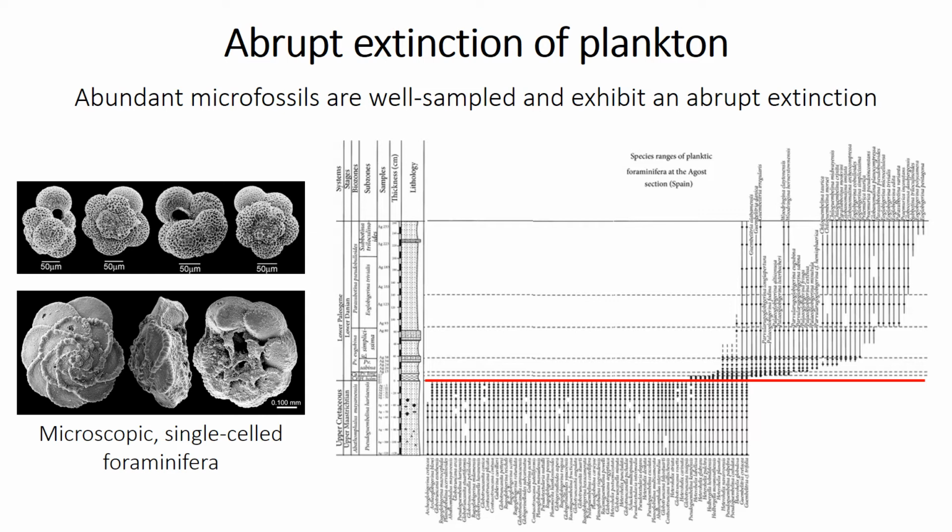The record shown here is for these microscopic fossils called foraminifera from a site in Spain. Because these fossils are microscopic and very abundant, they're present in basically every sample. You can't really read the names here, which is not important, but each column is a different species, and you can see that in every single sample we find these, and then they all disappear. So the extinction looks super abrupt at that red line, and it is an abrupt extinction, and there really is very little, if any, Signor-Lipps effect here.